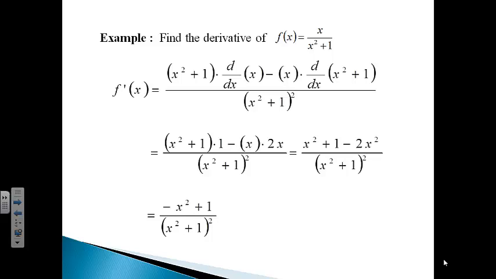So now I'm on the second line. X squared plus 1 is the low that's left alone. The derivative of the top is 1, minus the top, which is the x, times the derivative of the bottom, which is the 2x. Distribute that across and simplify, and you wind up getting x squared plus 1 minus 2x squared on top, and then when you reduce and simplify, you wind up getting negative x squared plus 1 over x squared plus 1 quantity squared, and that's your final answer.